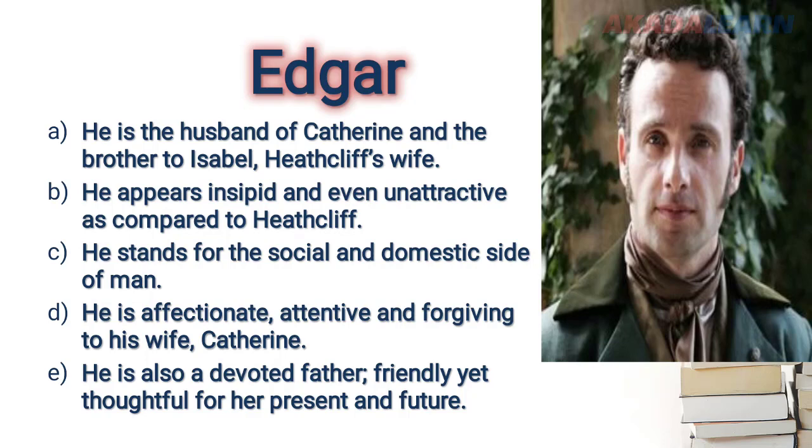He was always attentive when she was talking; when she had problems, he was there to listen. He was also forgiving because there were instances where Katherine would always be seen around Heathcliff after he returned for his revenge mission. She was always around him. She was always wanting to be with him. Edgar understood, and Edgar was always forgiving. He was also a devoted father to young Katherine, friendly yet thoughtful for her present and her future.